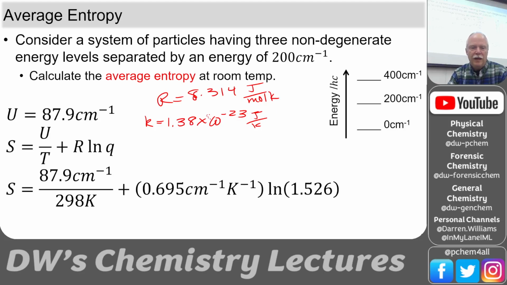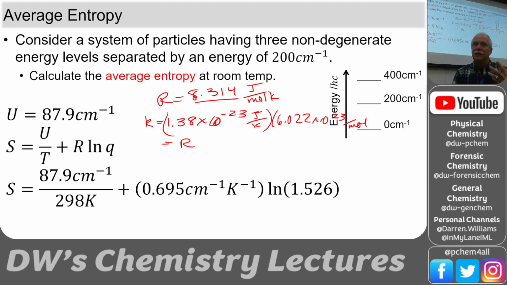If we wanted to make that into joules per mole, if we multiplied that by Avogadro's number, 6.022 times 10 to the 23rd per mole, this becomes R. It becomes 8.31 joules per mole Kelvin. So the ideal gas constant is Boltzmann's constant multiplied by Avogadro's number. And so that's where we get that.